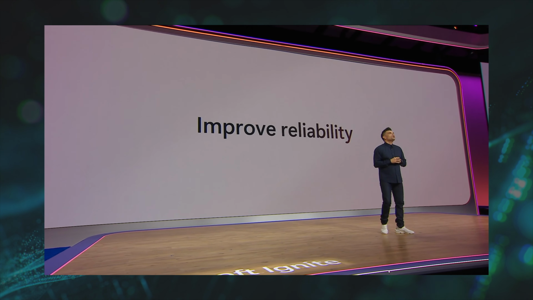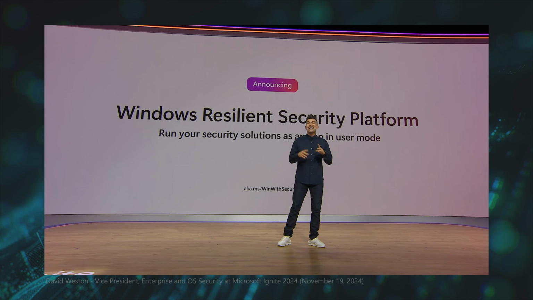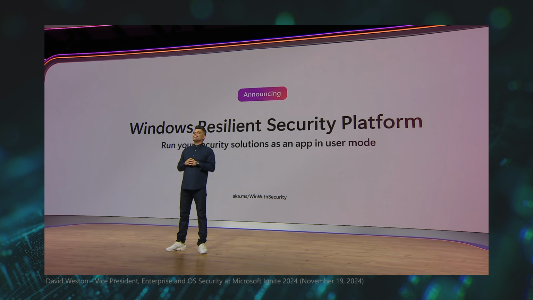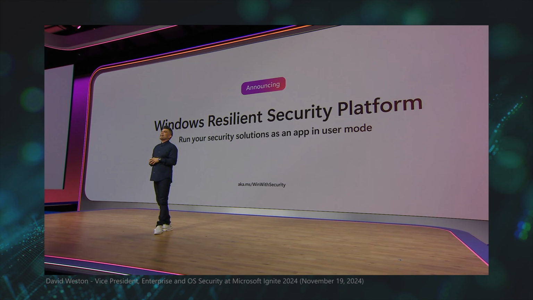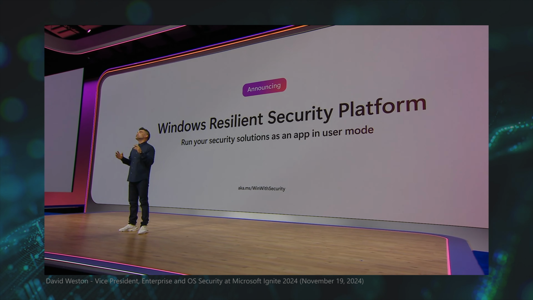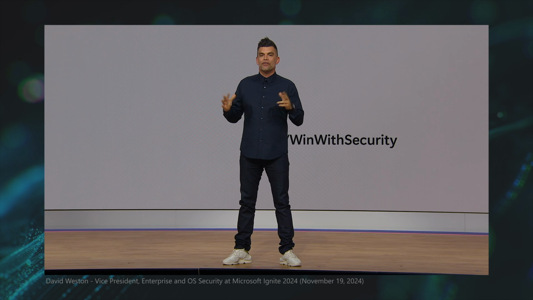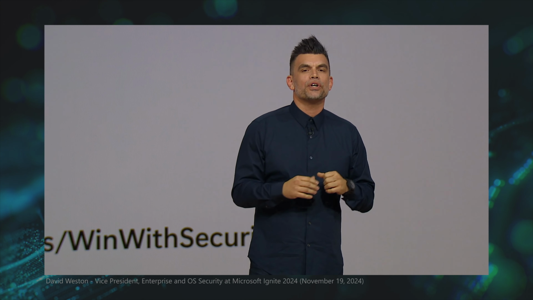We are working on new Windows capabilities to enable security product developers to build their products outside of kernel mode. We call this our Windows Resilient Security Platform. This is a flexible security API set and data collection points that can be used to build endpoint security products like detection and response or antivirus outside of the kernel. This means security products like antivirus or EDR solutions can run in user mode just like an app does.